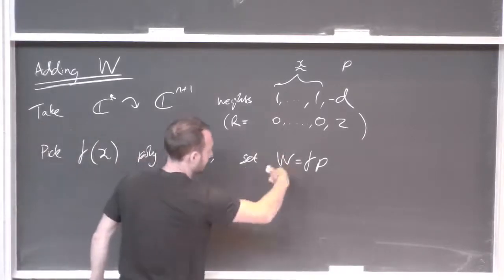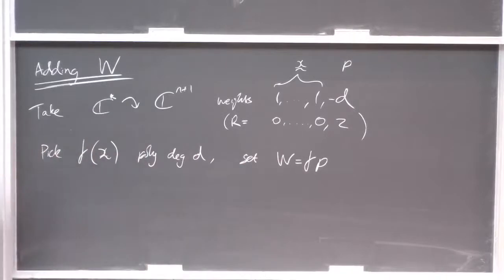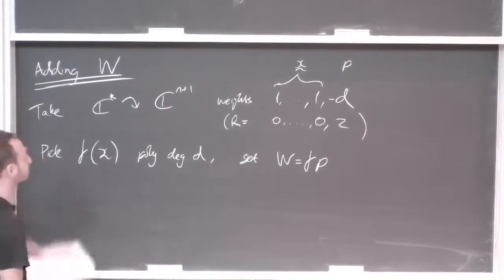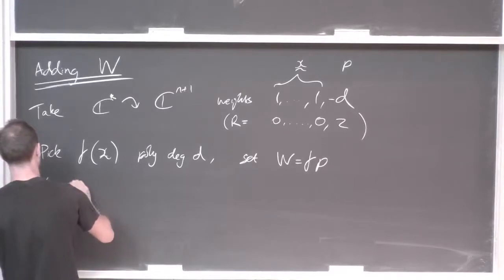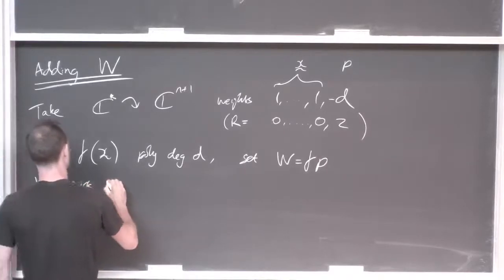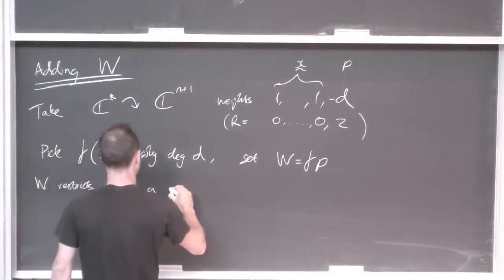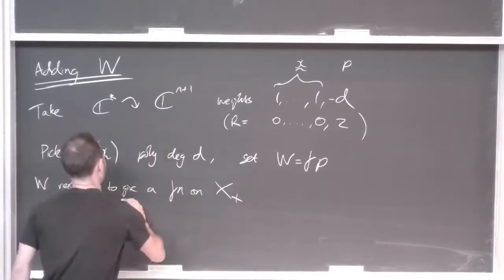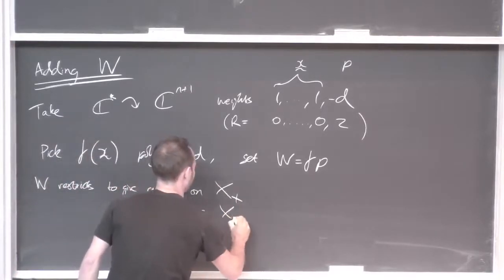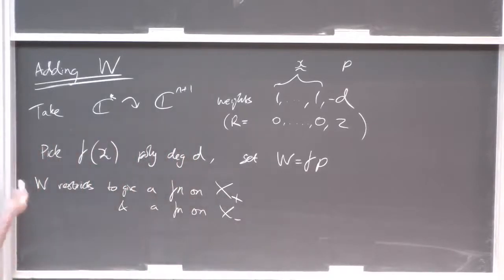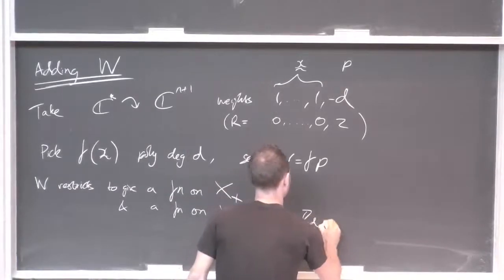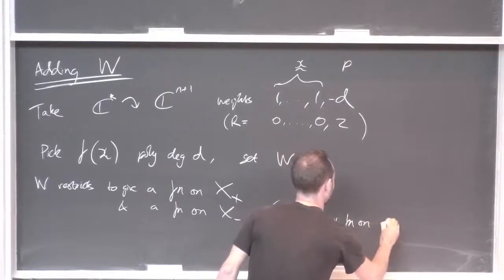You can also take W and restrict it to the open sets x plus and x minus, and it becomes a function on those open sets, right? Or it becomes a function on those actual spaces, if you prefer. So W restricts to give a global function on x plus and also a function on x minus. And what's a function on x minus? Well, x minus is also an orbifold, right? So a function on x minus means a ZD invariant function on Cn.